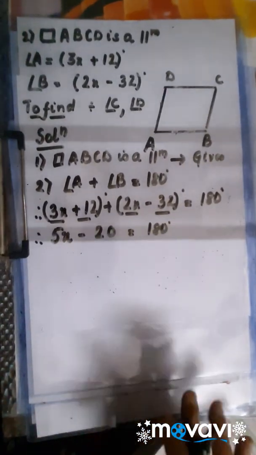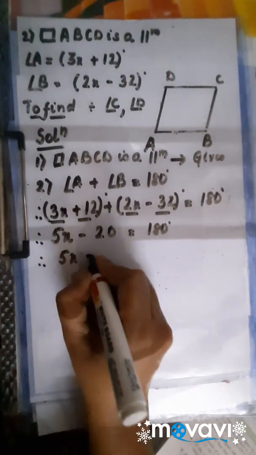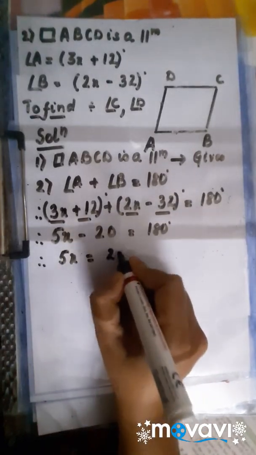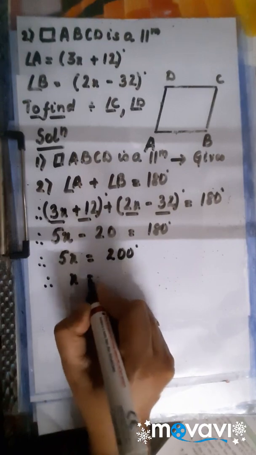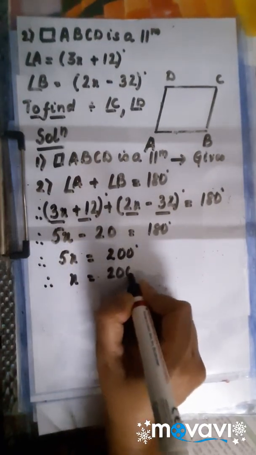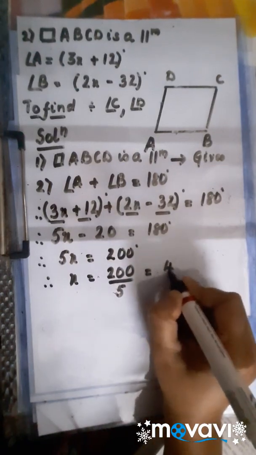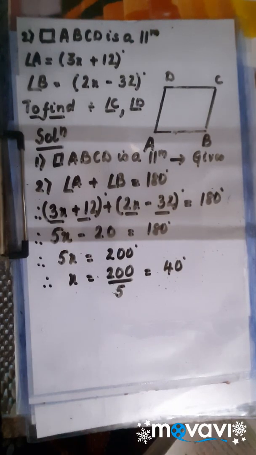Correct. Therefore, 5x is equal to 180 plus 20. 180 plus 20 gives me 200. Therefore, x is equal to 200 upon 5, which is equal to 40 degrees. Is that clear?